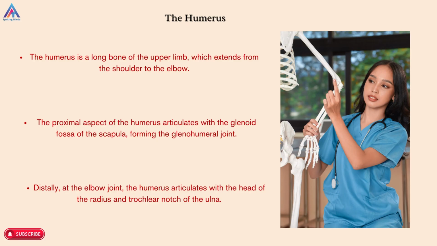Let us talk about the humerus bone, which is a long bone in the upper limb extending from the shoulder to the elbow. At the glenohumeral joint, located at the proximal end of the humerus bone, it connects with the scapula bone. At the distal end, it articulates with the head of the radius and trochlear notch of the ulna, forming the elbow joint.